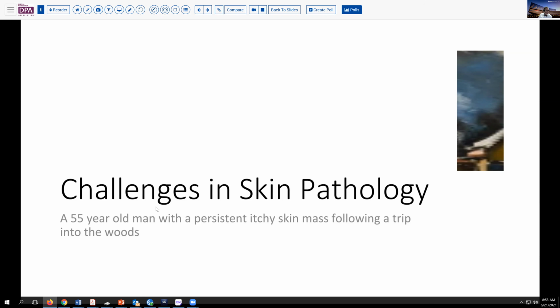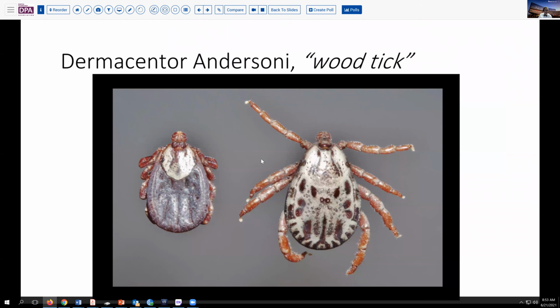The patient is an older gentleman who spent some time in the woods and following return from his camping hunting, noted that he had a persistent itchy skin mass. And as he related to his clinician, it was right at the point where he had removed a tick. Well, he actually had brought the tick in, and it looked something like this.